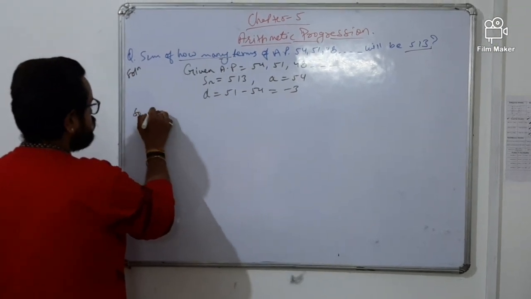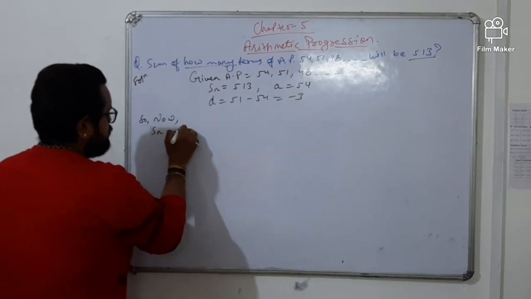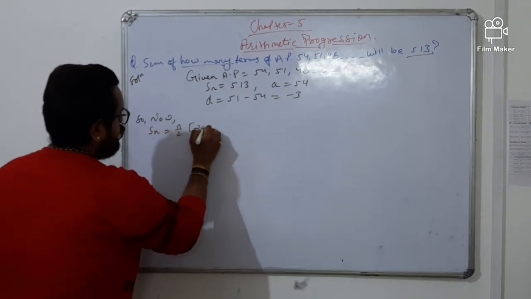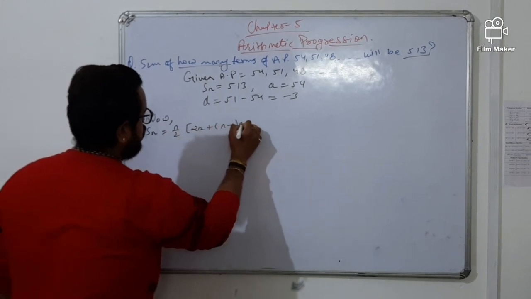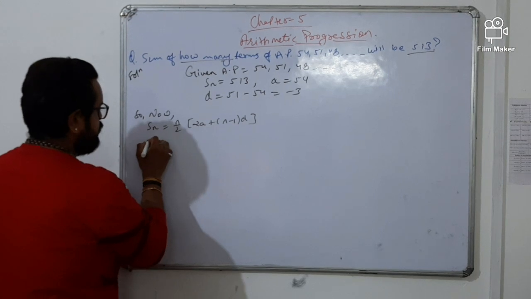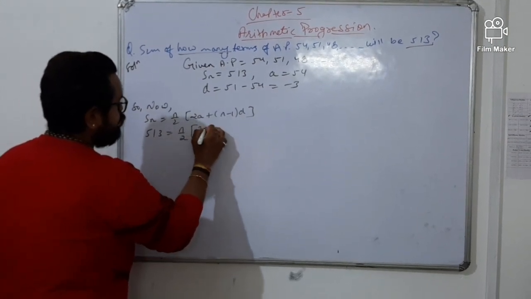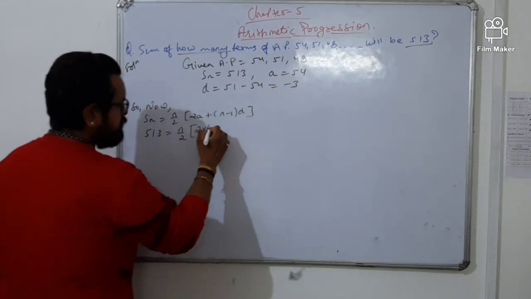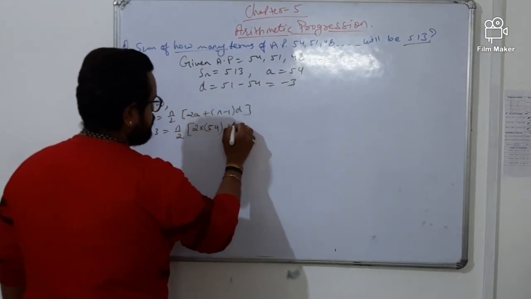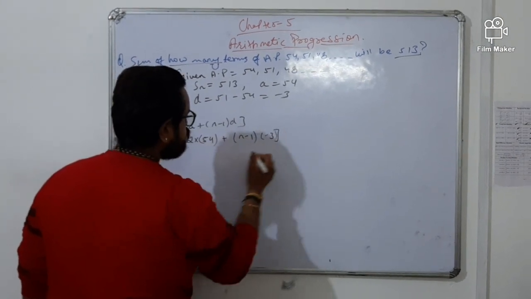Now we will solve the question. Sn is equal to n by 2 into 2a plus n minus 1 into D. Now we will put the values: Sn is 513, n will be the same, 2 into the value of A is 54, plus n minus 1 will be the same, and D is minus 3.